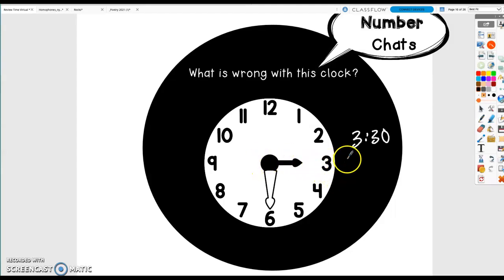the 3. We learned yesterday that if the hour hand is straight at the 3, then it should be 12 o'clock. So instead, the hour hand should be in between the 3 and the 4. So this is not correct. The hour hand should be in between the 3 and the 4. That's why our hour hand on our clocks and real clocks moves with the minute hand.